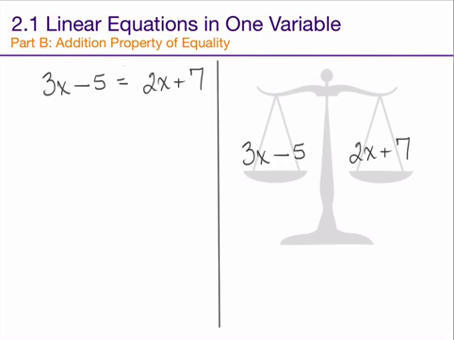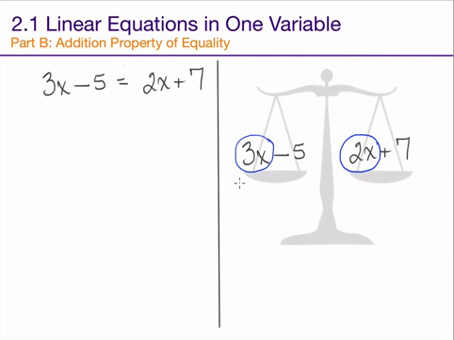There we have it. 3x minus 5 has the same weight as 2x plus 7. So I basically have 3 x's on one side of my scale and 2 x's on the other side of my scale. What happens if I reach over and pick up these 2 x's and take them off the scale? The scale's going to tip, isn't it? But if at the same time I reach over and I pick up 2 x's from this side of the scale, then the scale will stay balanced.